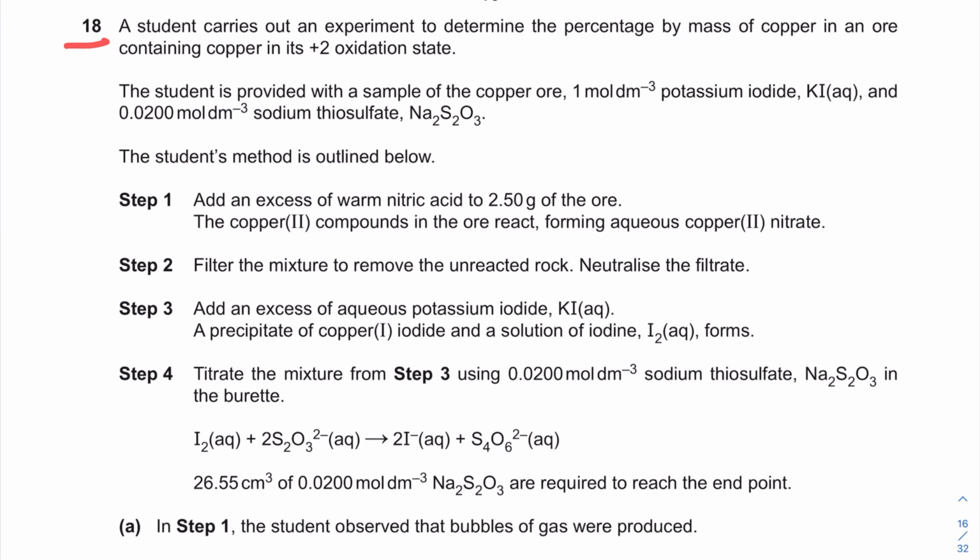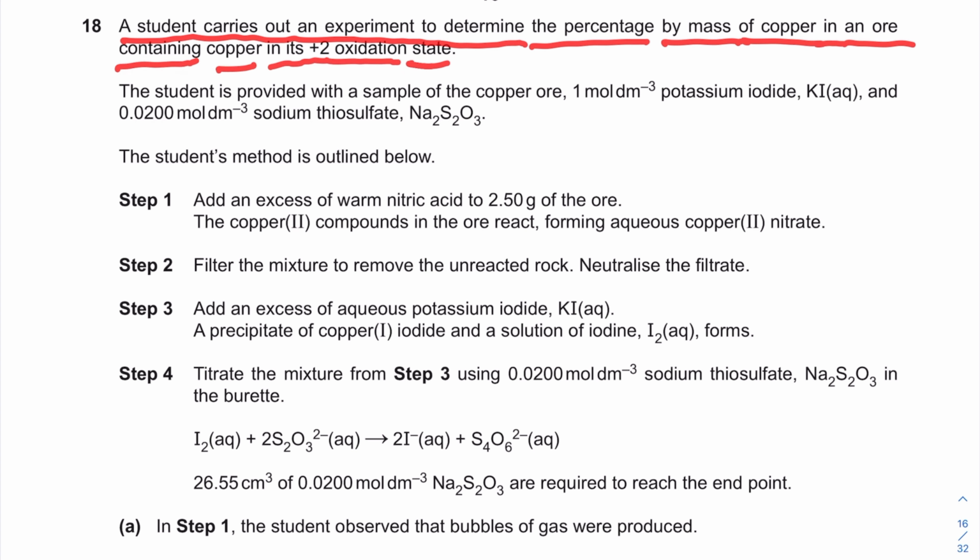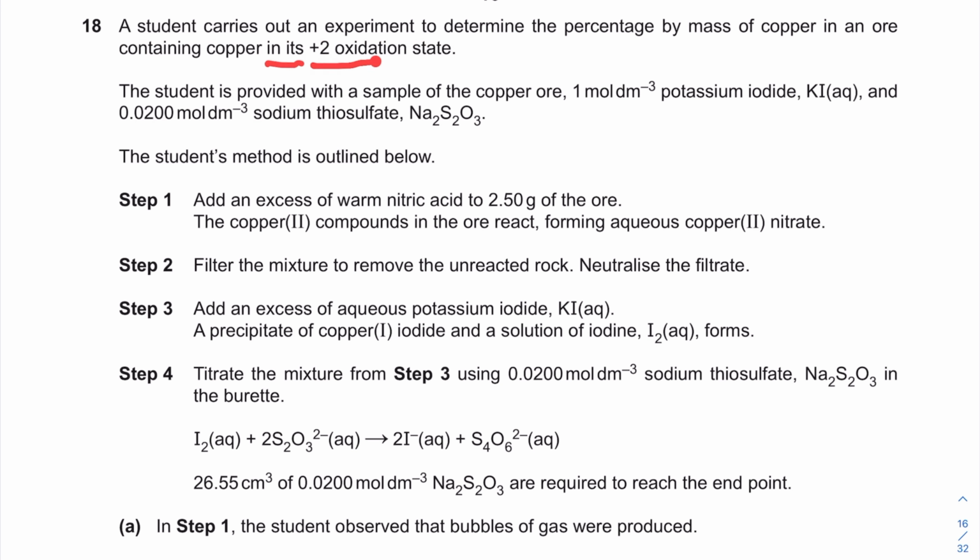18. A student carries out an experiment to determine the percentage by mass of copper in an ore containing copper in its +2 oxidation state. The student is provided with a sample of the copper ore, 1 mol per dm³ potassium iodide, KI(aq), and 0.02 mol per dm³ sodium thiosulfate, Na2S2O3. The student's method is outlined below.